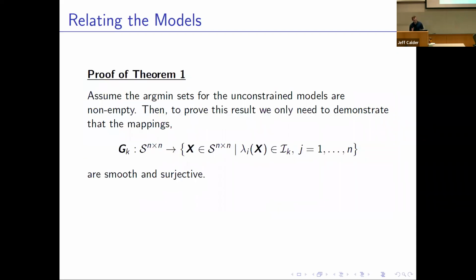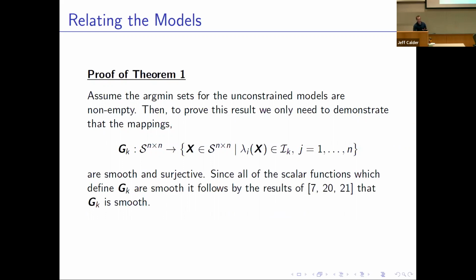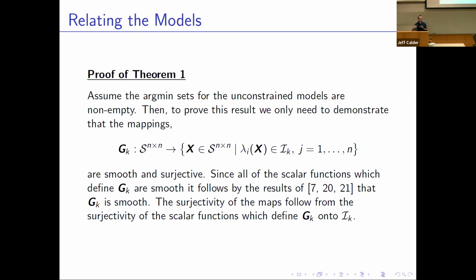So the proof is rather simple. Assuming that the argument sets for the unconstrained models aren't empty, so you don't have the case where the infimum of our unconstrained problem is equal to the minimum of the constrained problem, then all you're really asking in order to prove this is that these maps G_k are smooth and surjective. And by previous results, we're able to see that the way these functions are defined, they are going to be smooth because the scalar functions that generate them are sufficiently smooth. And if we work through the calculations, we can see that once the scalar functions map onto, that is what the eigenvalues of the matrix are going to map onto. And this is how we can get surjectivity.